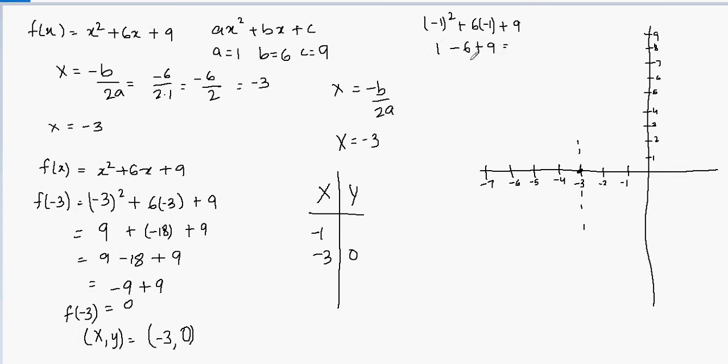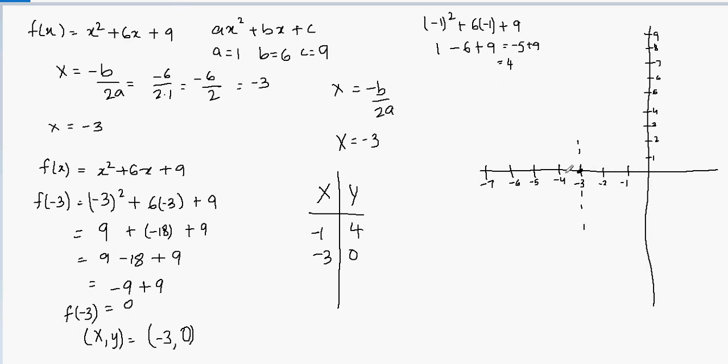Let's solve it according to the rule of order of operations. You have to move from left to right. So 1 minus 6 is going to be -5, and -5 plus 9 is going to be +4. So that means when x is -1, y is +4. Now we have got 1 point to the right of the vertex.